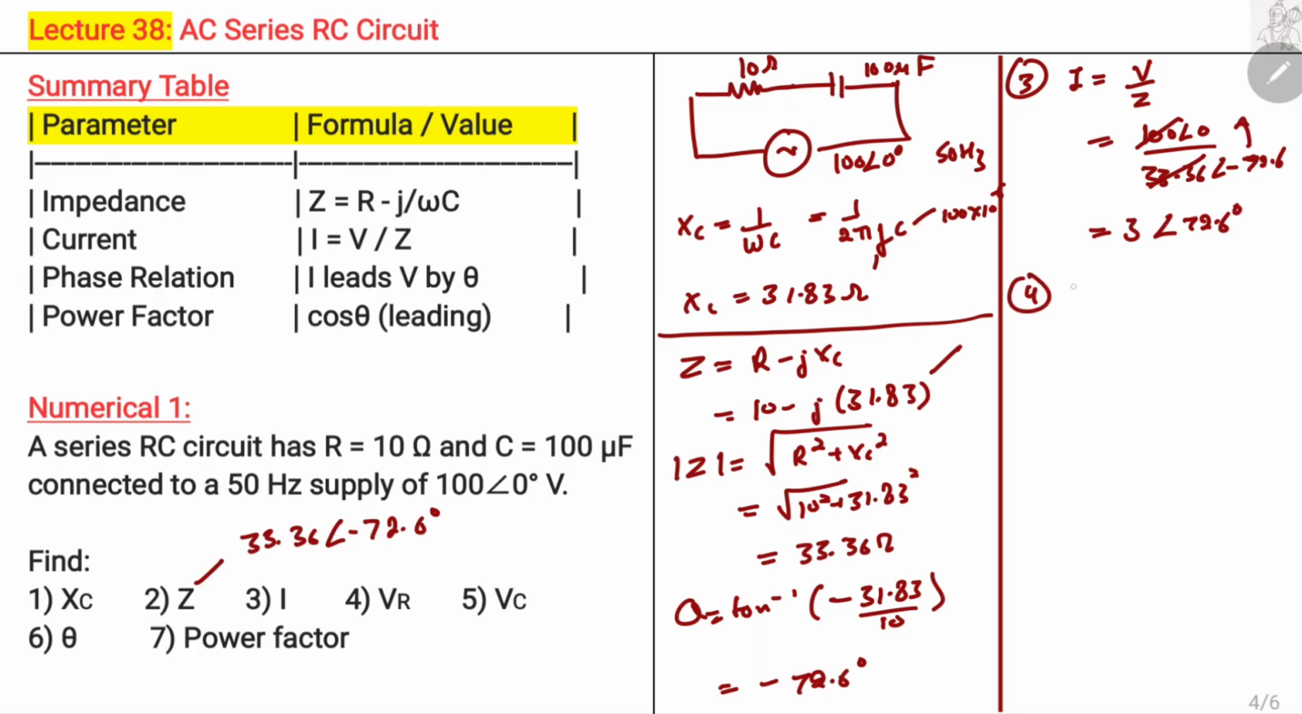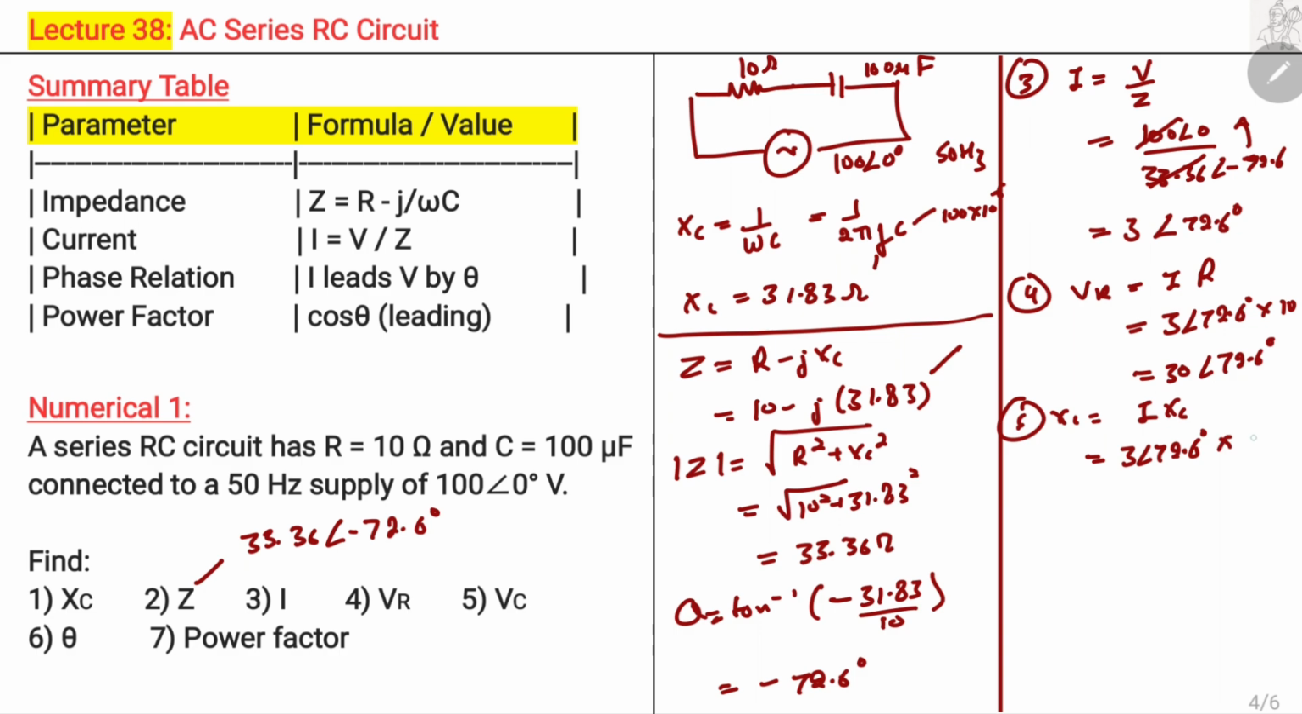VR, that is the fourth part, is simply equal to I into R. I is 3 angle 72.6 degrees and R was 10. So this comes out to be 30 angle 72.6 degrees. And VC is simply I into XC, which is 3 angle 72.6 degrees into 31.83, and this comes out to be 95.5. Since there was minus j as well, there will be an angle of minus 90 multiplied as well. So this is an angle of 72.6 minus 90, which comes out to be 95.5 angle of minus 17.4 degrees.